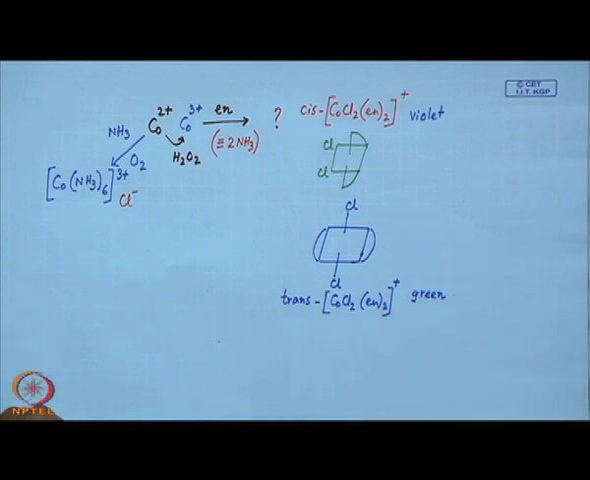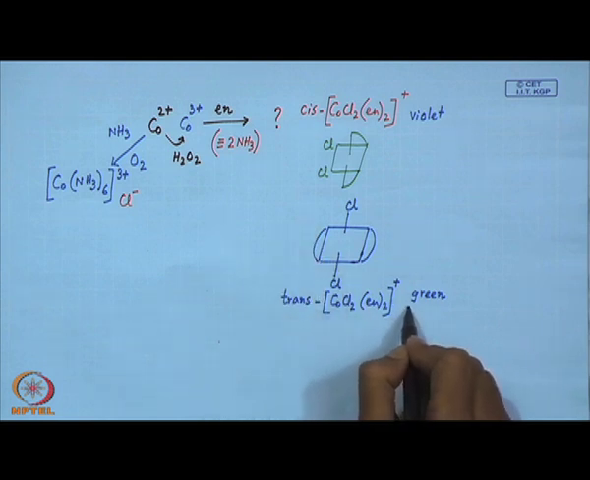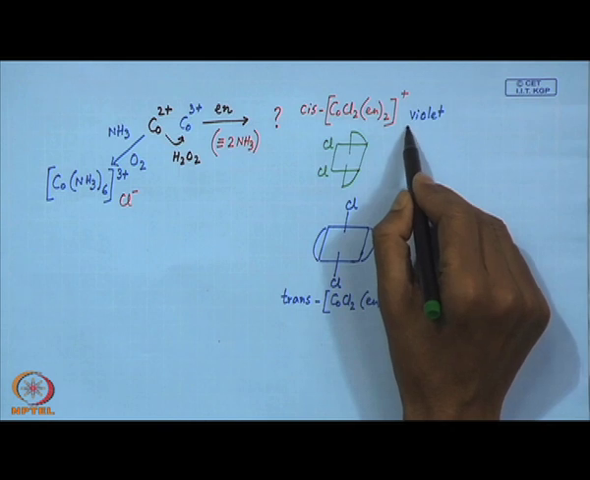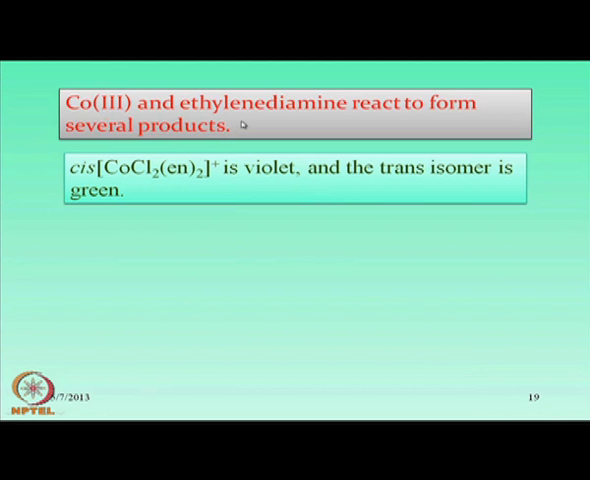green in color. So, as we have seen in case of linkage isomers, the different types of isomers, these are the corresponding stereoisomers also, that the cis variety and the trans variety have different colors, one is green and another is violet. So, how can we identify all these different products even if we are reacting only cobalt 3 with ethylene diamine.